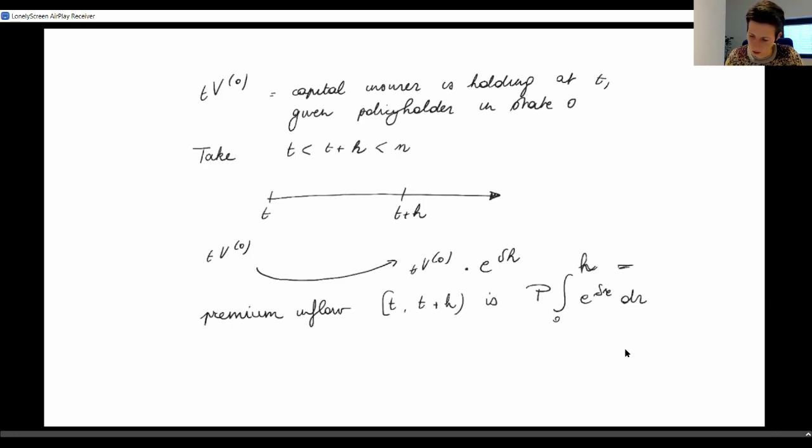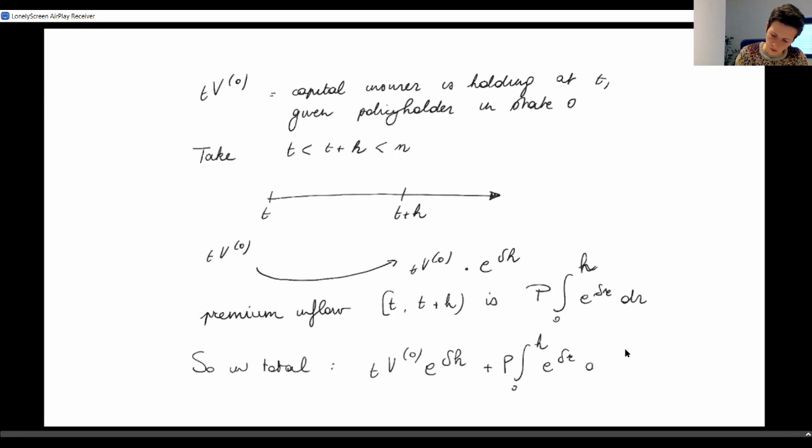Okay, it's back. So this is how I can describe the premium inflow and the growth of this premium between t and t plus h. So in total, if I look at the amount of capital that I'm holding, the amount of capital grows to tV0 multiplied with e to the power delta times h plus p times the integral like this. And that's the amount of capital at t plus h.